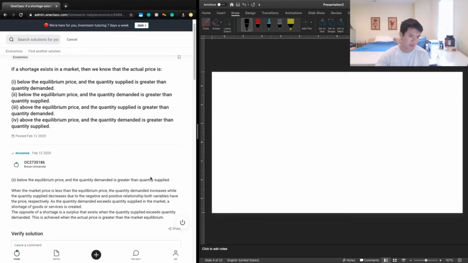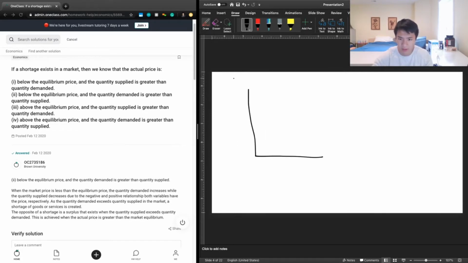and we can either visualize this in our head, but just for the sake of clarity, I'll draw this out. So we're talking about a conventional supply and demand model right here, right? We have price on the y-axis, quantity on the x-axis. We have our supply and demand. And what is a shortage? A shortage is when demand is going to be greater than supply, and so we can think about it as a situation, maybe something around here.